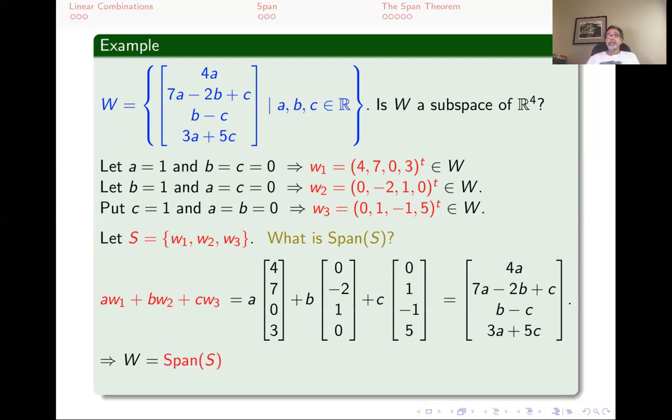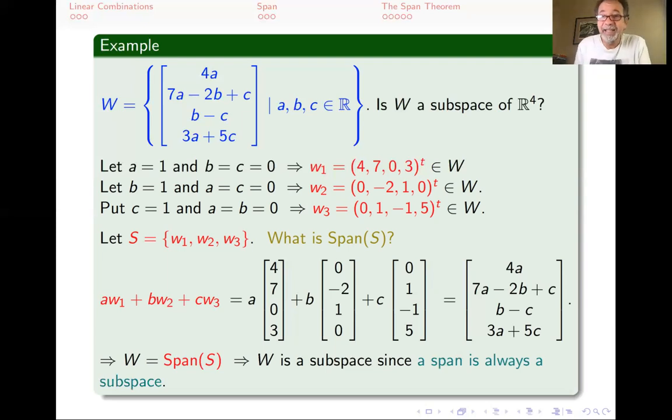So what? But now, we know that W is a subspace. Why? Because span is always a subspace. So this is maybe the easiest, least calculation way of deciding if something is a subspace, by deciding that it is the span of a set of vectors. If you can find by hook or crook a set of vectors and show that whatever you were looking at is the span of those, then you know that it's a subspace.